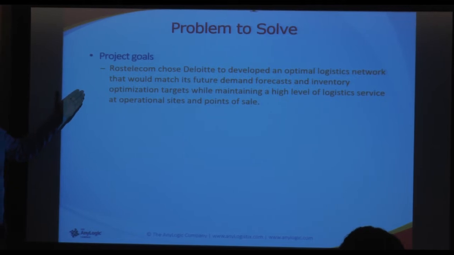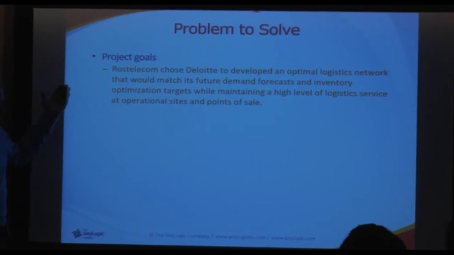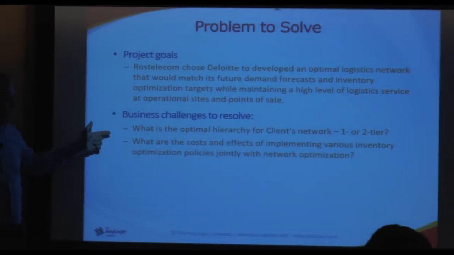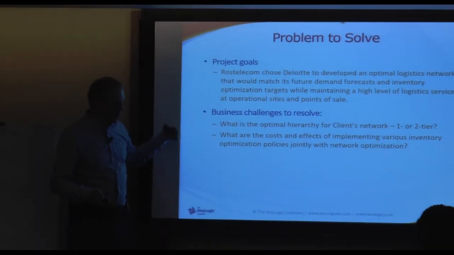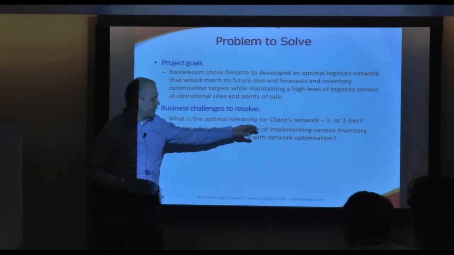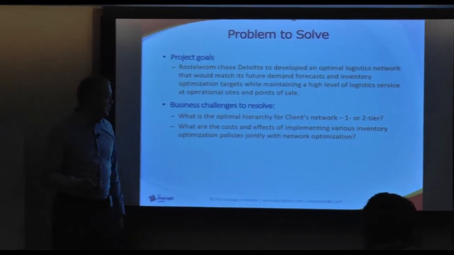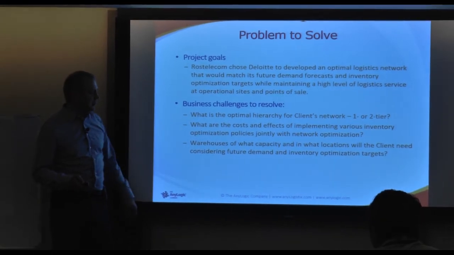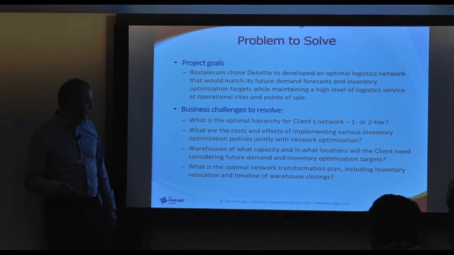As I said, they would like to develop an optimal logistics network. They also checked some assumptions they had, like whether they should have a 1 or 2 tier supply chain network, what the cost is associated with implementing various scenarios, and so on.